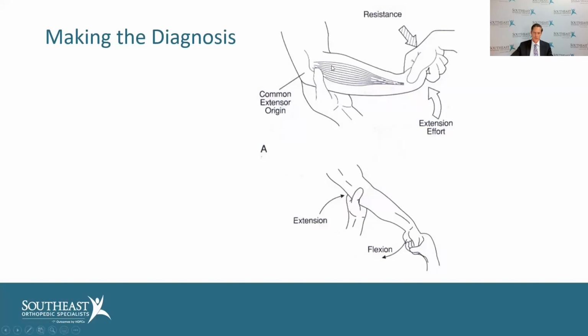There are some other structures. There's a nerve that passes in this area called the radial nerve, and it can also elicit symptoms with these tests. So I'll do some things to tease out the difference between radial tunnel syndrome and lateral epicondylalgia. But physical exam really is the key to making the diagnosis.